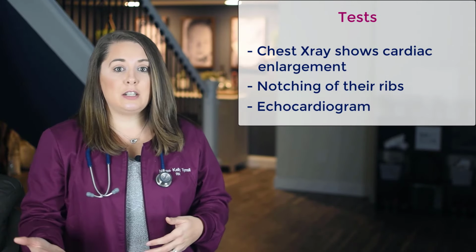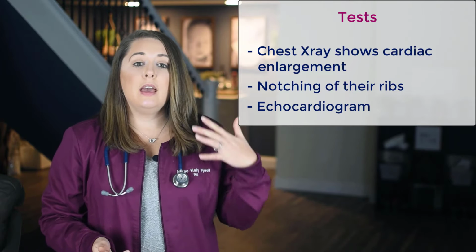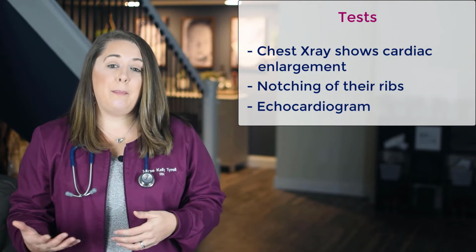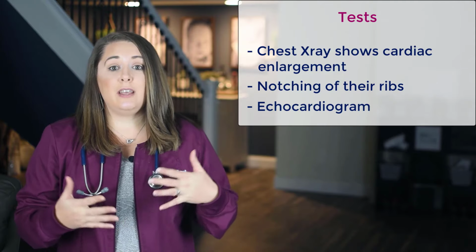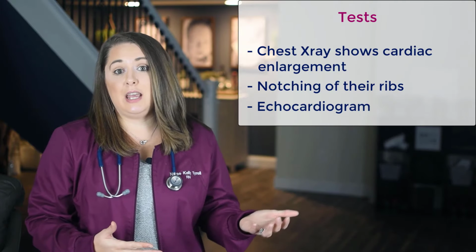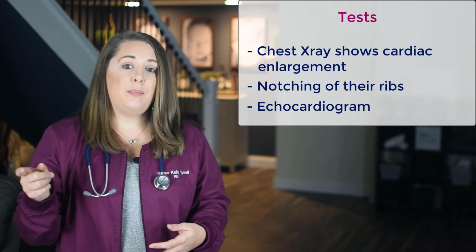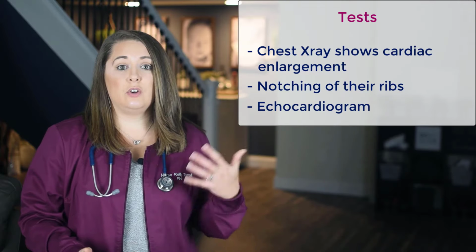If they start showing symptoms like what we just talked about, then a diagnosis can be made by conducting a few different tests. A chest x-ray will show cardiac enlargement because the heart is a muscle. So if it's pumping extra hard to force the blood through the aorta, then the heart is going to get bigger and bigger. The x-ray will also show notching of the ribs, which is a very classic sign of coarctation of the aorta. This looks like little arches or rainbows at the base of the ribs, and this happens from increased pressure in those intercostal arteries.